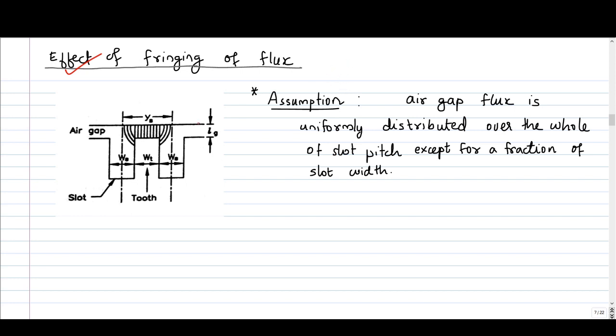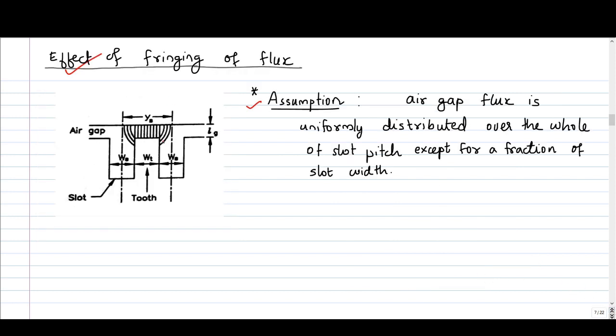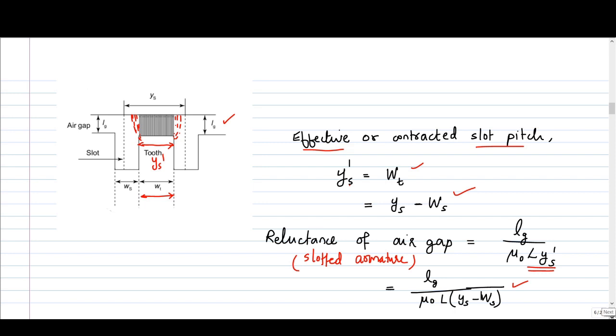So to simplify the analysis, we will use an assumption here. So what is the assumption? Air gap flux is uniformly distributed over the whole of slot pitch except for a fraction of the slot width. So I will explain what this is. We will assume this condition, that is, flux is assumed to be concentrated uniformly over some fraction of slot pitch ys, that is ys dash. So in here we have some fringing of fluxes, so we will assume that flux is concentrated over a fraction of ys. Fraction of ys is denoted as ys dash, so it is shown in this diagram.